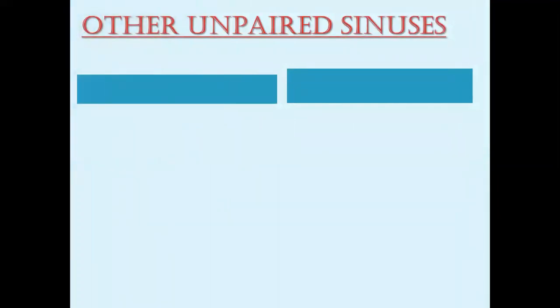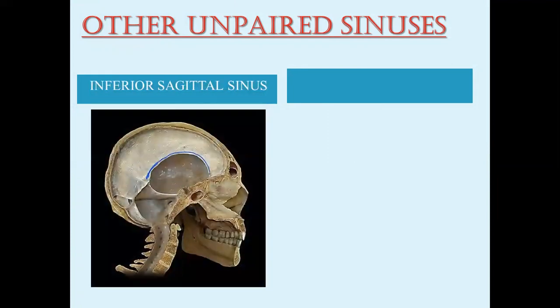Other unpaired sinuses, first is inferior sagittal sinus. As we have seen, it is in the lower margin of the falx cerebri. You can see here, it is in the lower attached margin of falx cerebri. It is curving backward, beginning from the anterior area. In this region is your superior sagittal sinus. Now this inferior sagittal sinus will join a great cerebral vein and it will continue here as a straight sinus, as we have seen in the previous diagram.